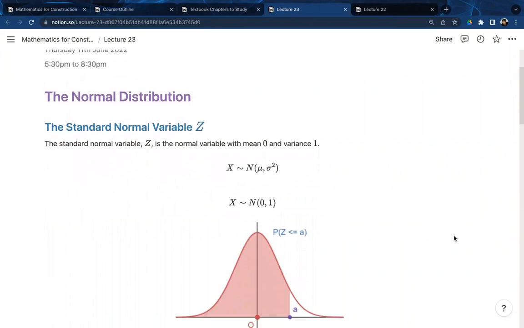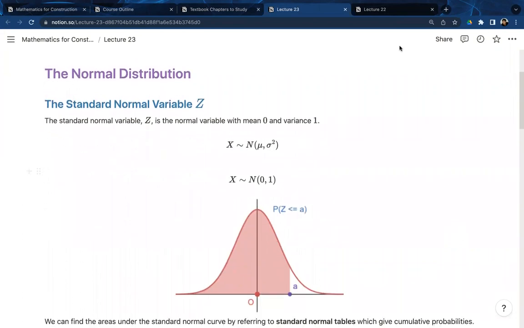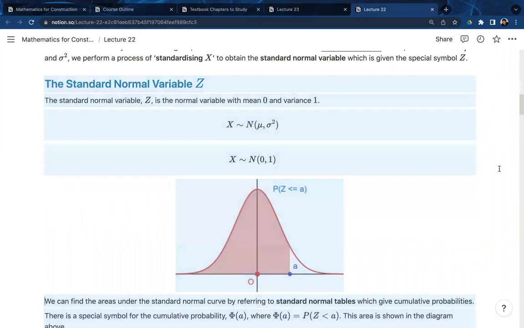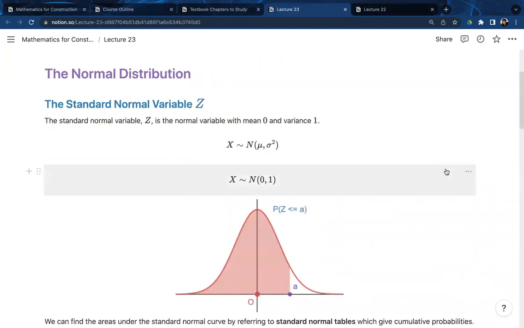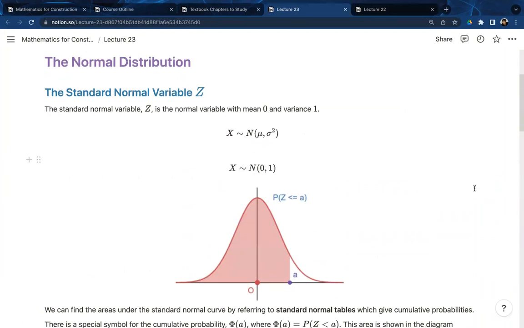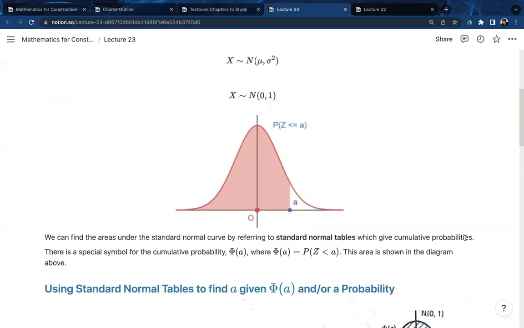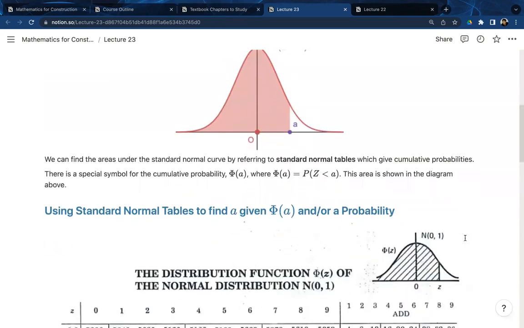So the review, right? This is also a review from last lecture. Here, we talk about the standard normal variable and probabilities. The standard normal variable is the variable which has a mean of 0 and a variance of 1, right? Variance is sigma squared, and sigma is the standard deviation. The curve is very hard to integrate, so we use tables to find the area.